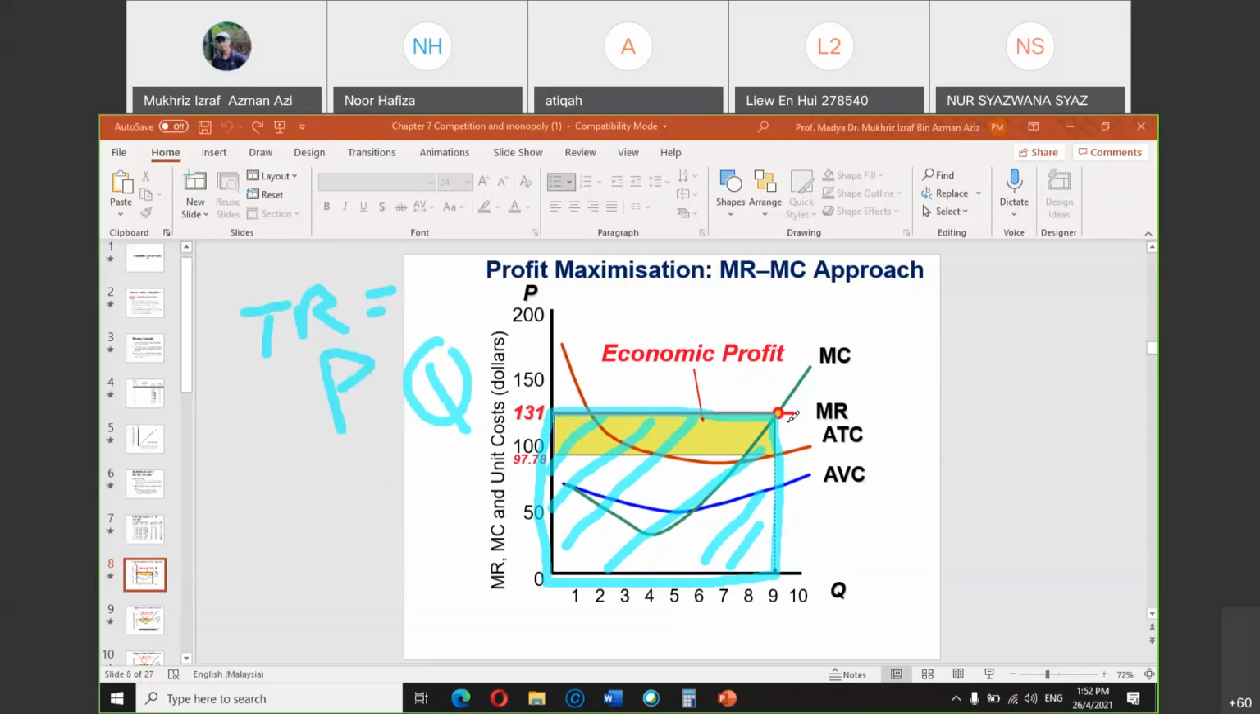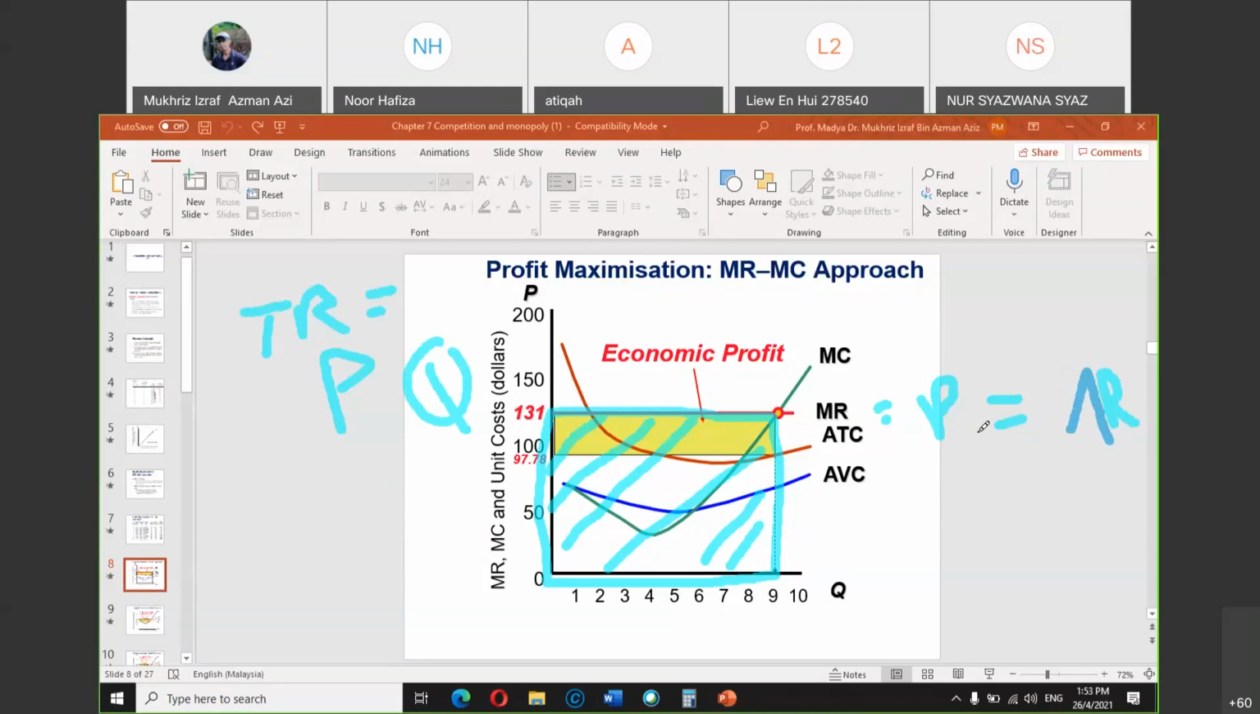Okay. So why do we stop at this point? Because the MC curve intersects with MR. Okay. MC equals MR. So at this point, you determine what is the quantity and what is the price. Remember, this is also equal to the price and also the AR.